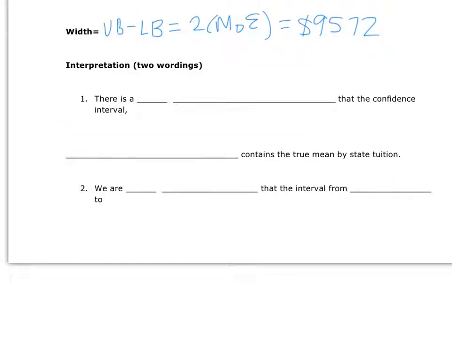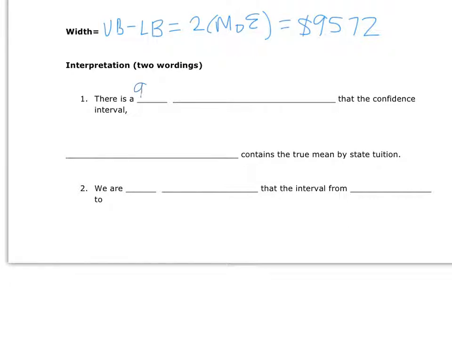We've done just now one example of a confidence interval. The calculation is not complicated, and as you do more practice, it'll become pretty simple. What's more important to understand is what the confidence interval means and how we interpret it. I've got two wordings of an interpretation here, and you can use whatever one makes the most sense to you.